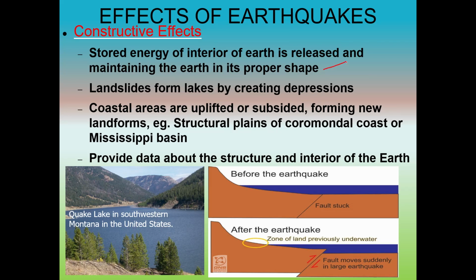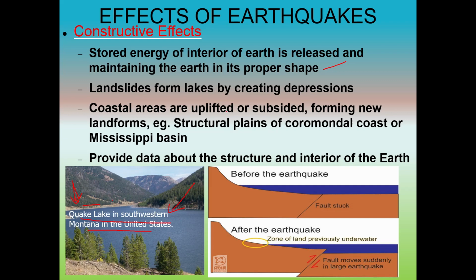its proper shape. Landslides form lakes by creating depressions. Here is one example, Quake Lake in southwestern Montana in the United States, formed because of a landslide due to an earthquake. The water from the surrounding area, when the landslide had taken place, after many years got collected in this depression where the landslide had taken place, and the lake has formed.